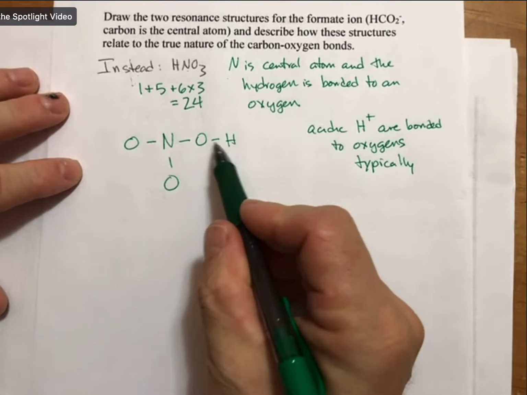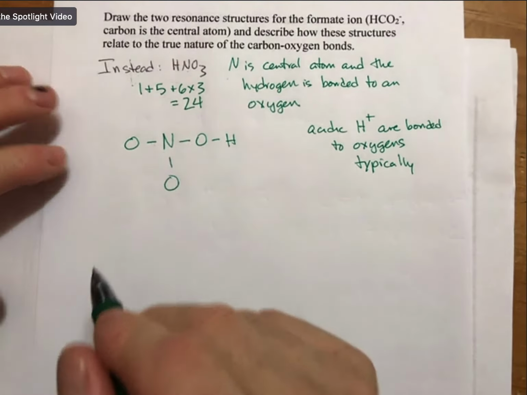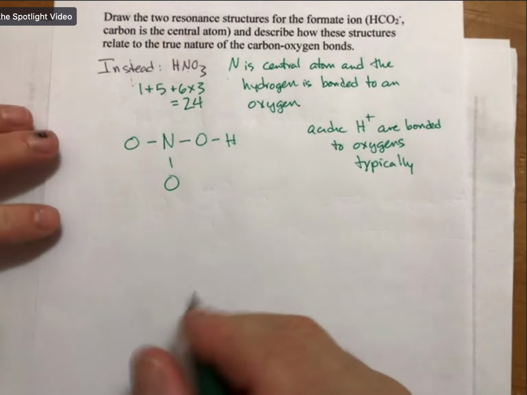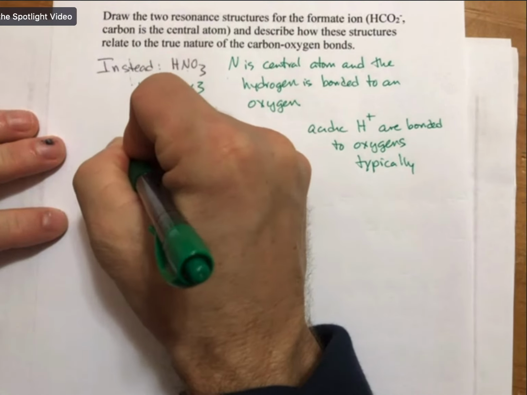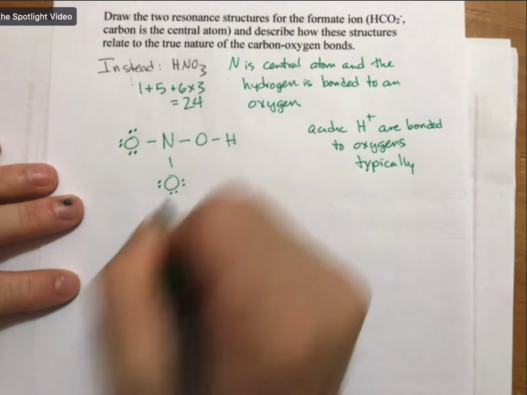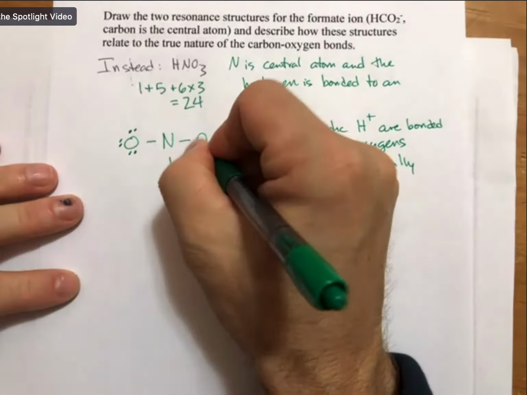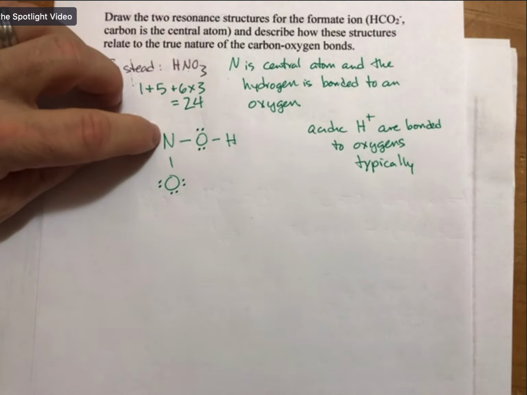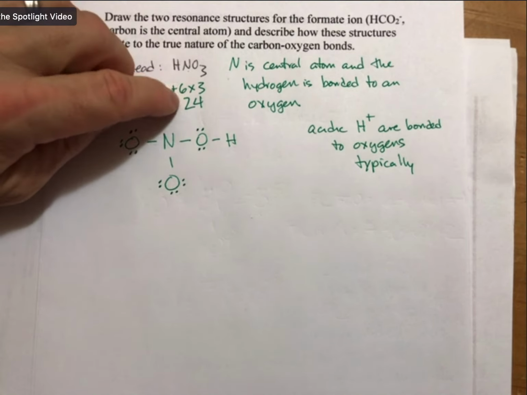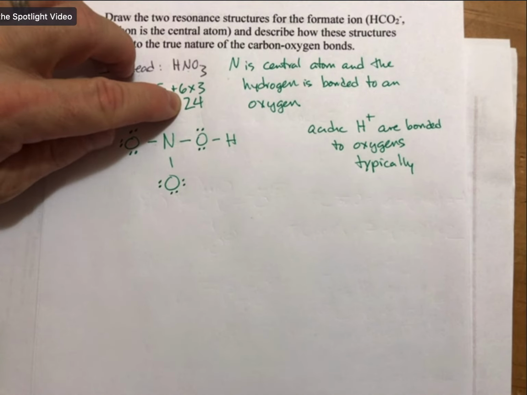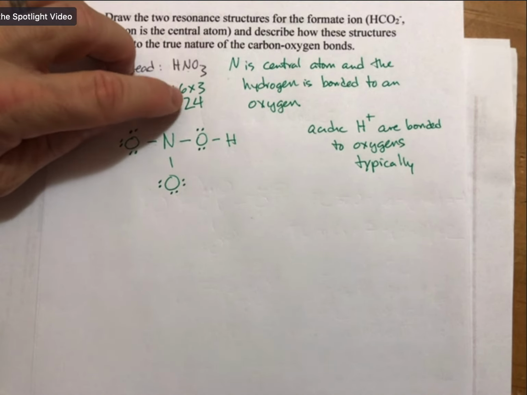I have 2, 4, 6, 8. I'm going to now sprinkle the rest of my valence electrons around. 2, 4, 6, 8, 10, 12, 14, 16, 18, 20, 22, 24. So tempting to put 2 more electrons on this central N so that it has an octet, but I am only allowed 24. Do not pass go. Do not collect $200. We're done with putting electrons in.